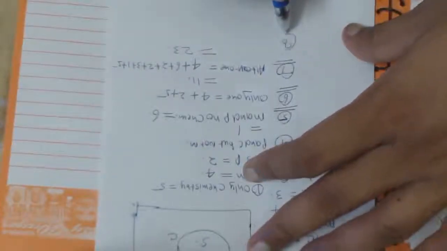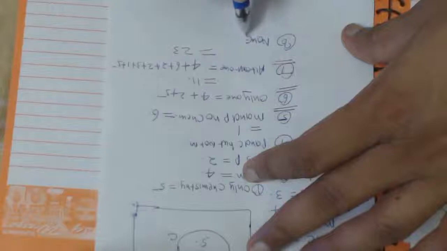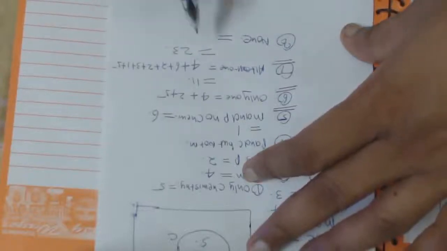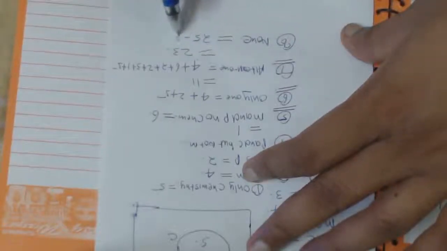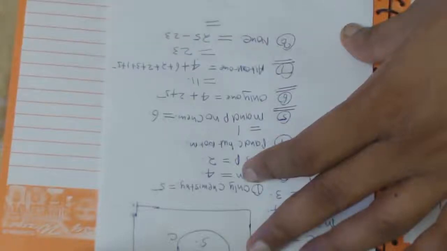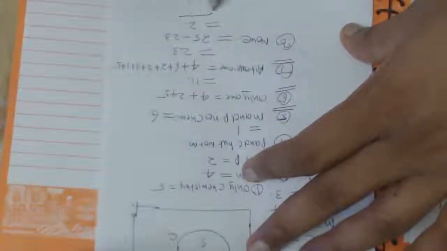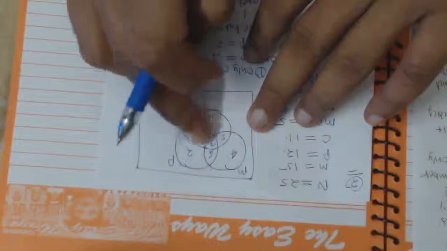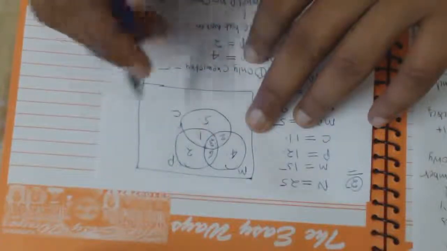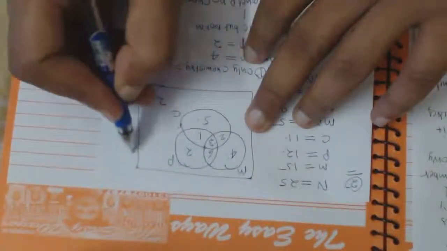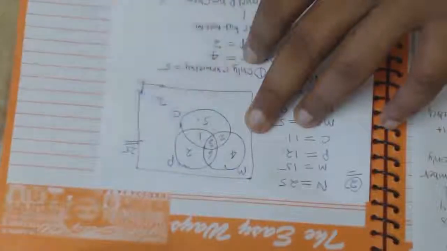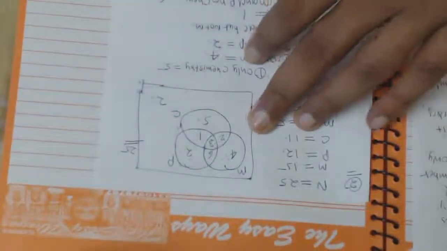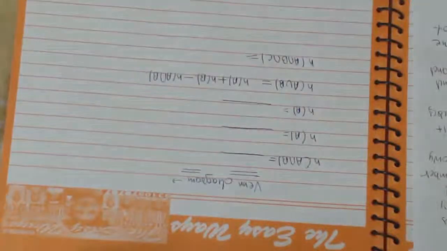Now, none of the subjects. Total 25. Subtract at least 1, you will get 2. Adding all these, we are getting 23. Put 2 over here so that the total becomes 25. Is it clear? So, Venn diagrams make this question simple.